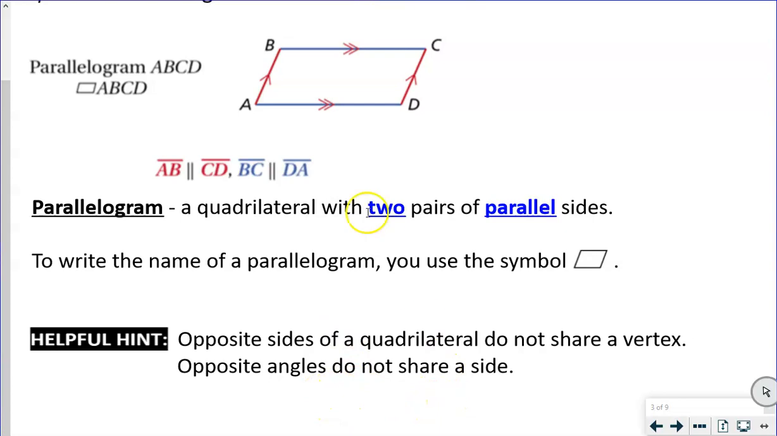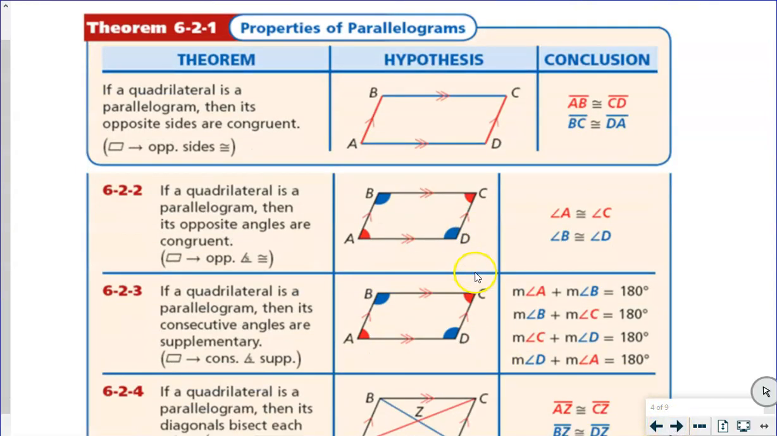The opposite angles do not share a side. So B and D are opposite angles. A and C are opposite angles. And obviously, we've got the side AB here and the side AD there, right? And that's what they're talking about. So these are some of our properties of parallelograms.